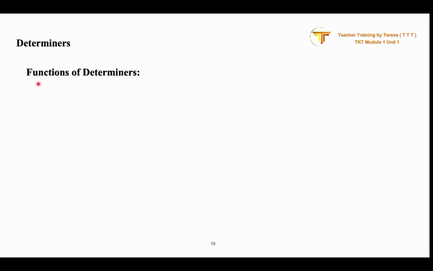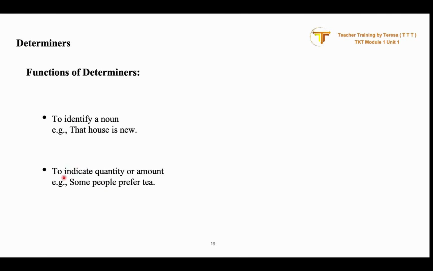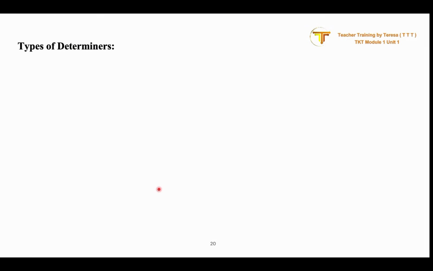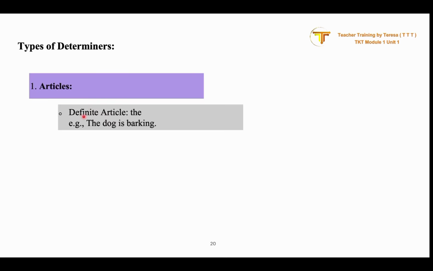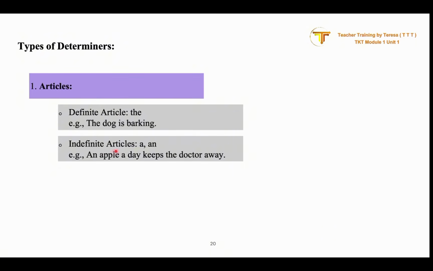Determiners. Functions of determiners: to identify a noun. That house is new. To indicate quantity or amount. Some people prefer tea. Types of determiners. 1. Articles. Definite article: the. The dog is barking. Indefinite articles: a, an. An apple a day keeps the doctor away.